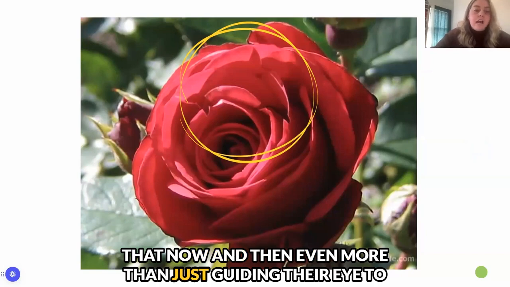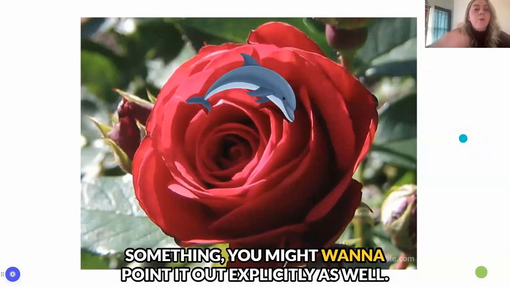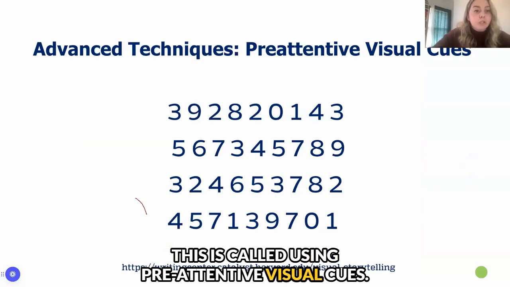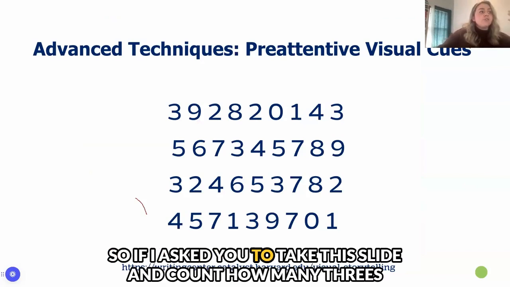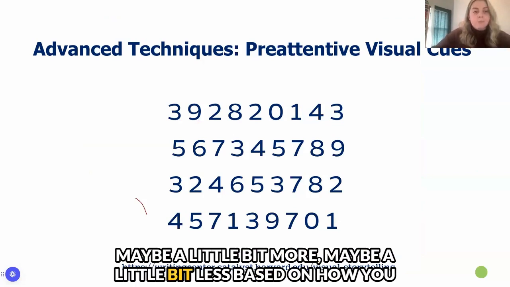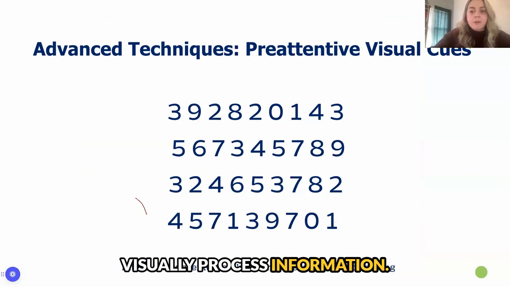And then even more than just guiding their eye to something, you might want to point it out explicitly as well. So another advanced technique, this is called using pre-attentive visual cues. So if I asked you to take this slide and count how many threes are in this cluster of data, it might take you 10 to 15 seconds, maybe a little bit more, maybe a little bit less based on how you visually process information.